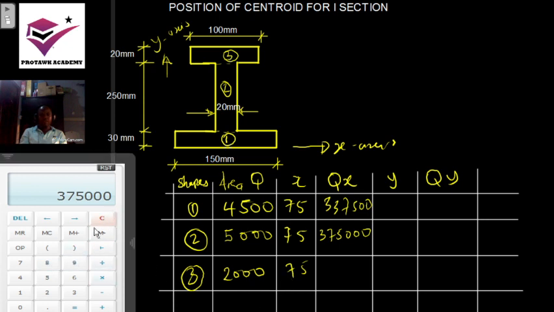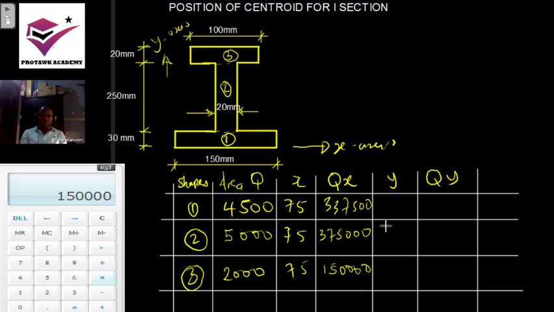So this will be 75 multiplied by 2,000. So this will be equal to 150,000. So that's what we have as this. So next we go to y. We find the value of y.